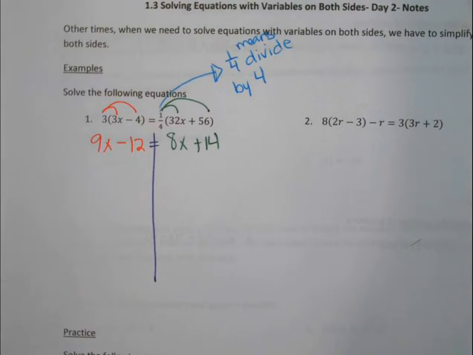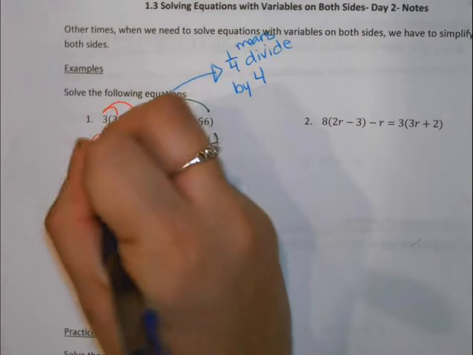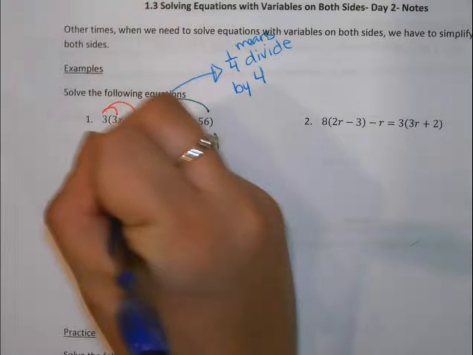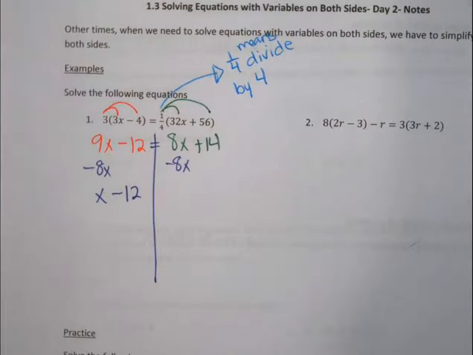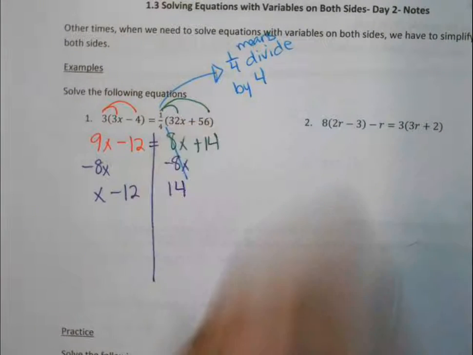And solve like before. I'm going to start by moving the 8x because that is the smallest number, but like I said earlier, I can move anything I want. 9x minus 8x is going to give me x. The negative 12 stays where it is. The 8x's cancel out, and I have 14 on the right.